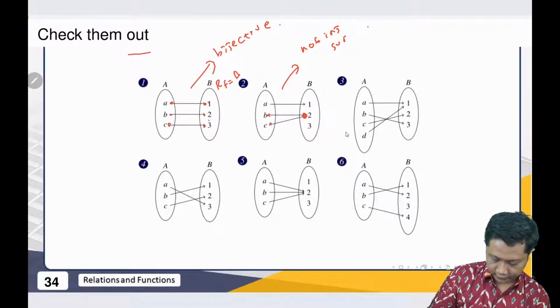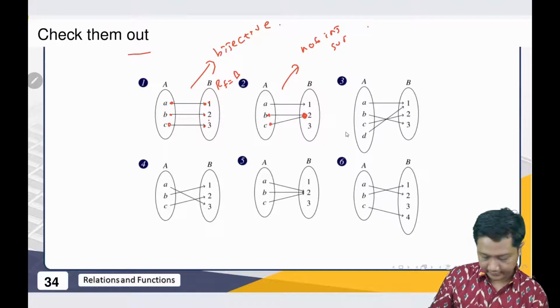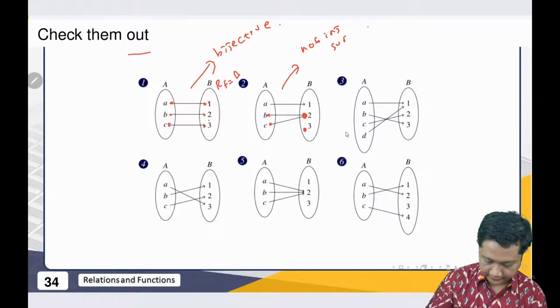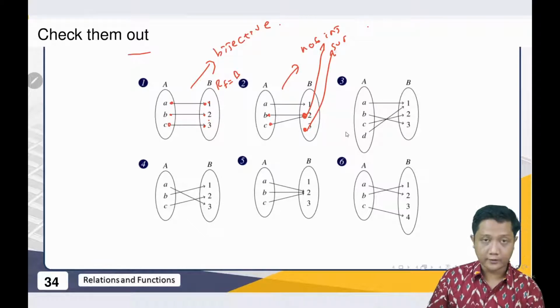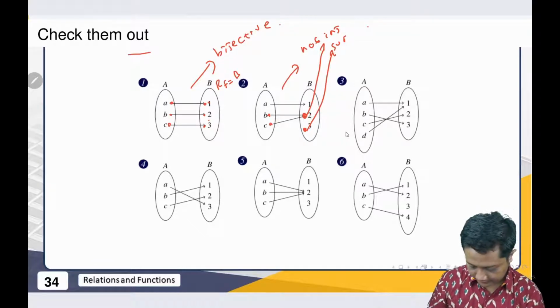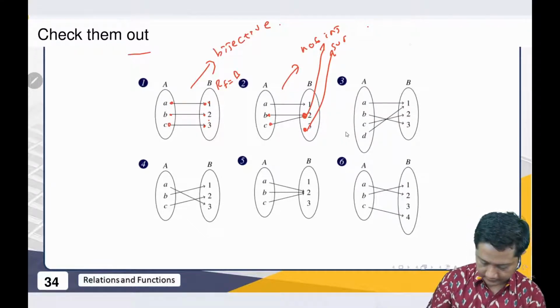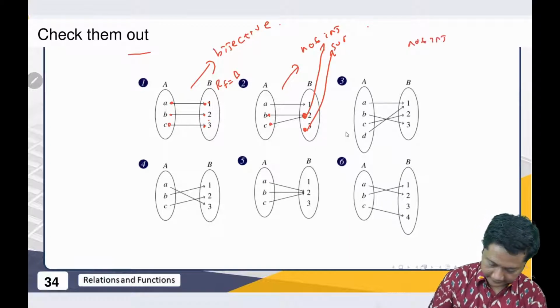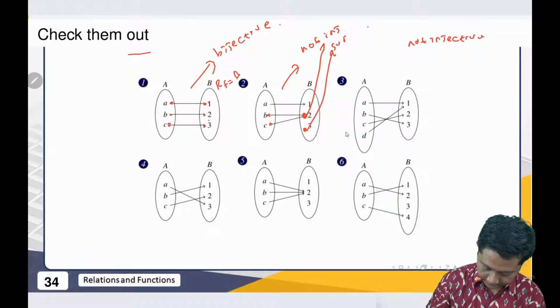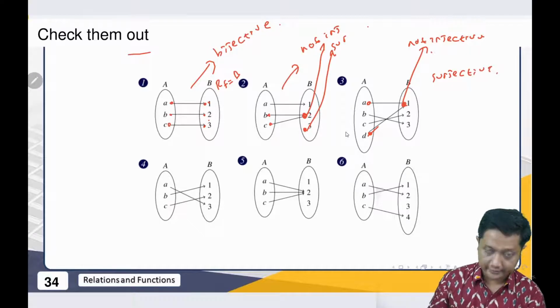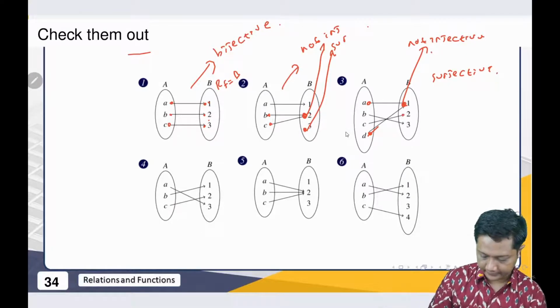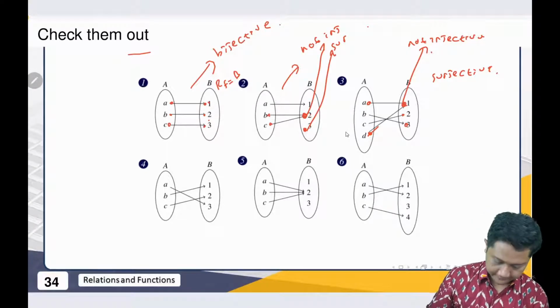B and C go to 2, so it is not injective, and it is not surjective because of this. So this one because of this. Okay, and this one how? This one is not injective because we have D and A go to 1, correct? So it's not injective, but it is surjective for number 3 because every element in B has something in A.